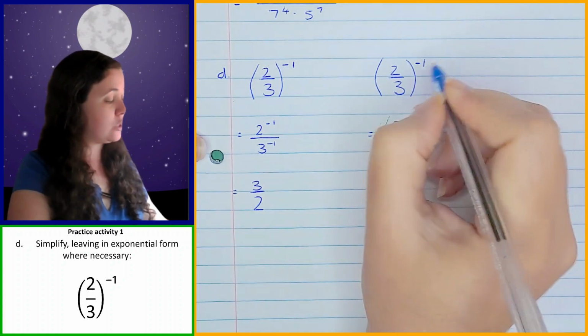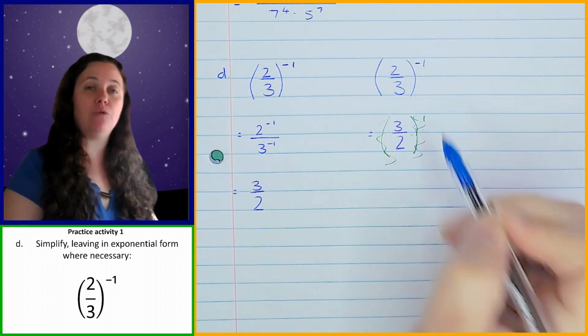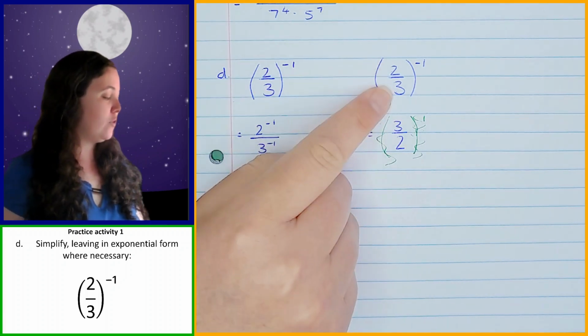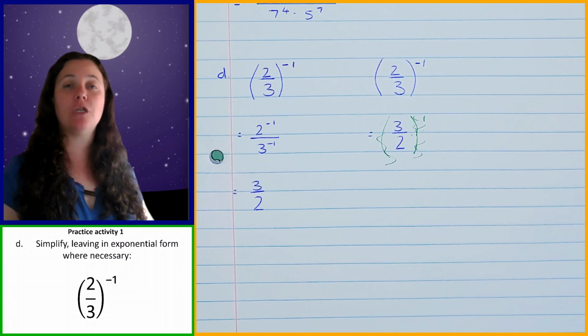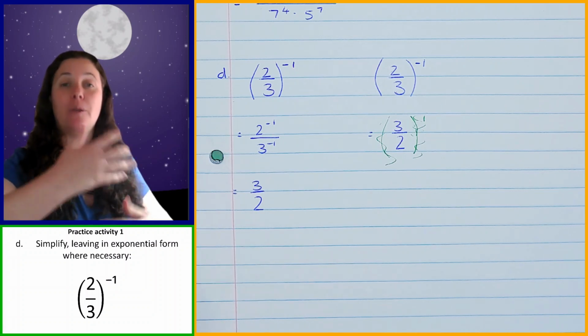If it was squared, then it would still be squared. Or so if it was to the power of negative 2, then it would still be squared. But because it's to the power of 1, I don't need to write that. So 2 over 3 to the power of negative 1 is the same as 3 over 2. So when you've got a negative exponent for a whole fraction, then that whole fraction is going to invert. It's going to flip over.